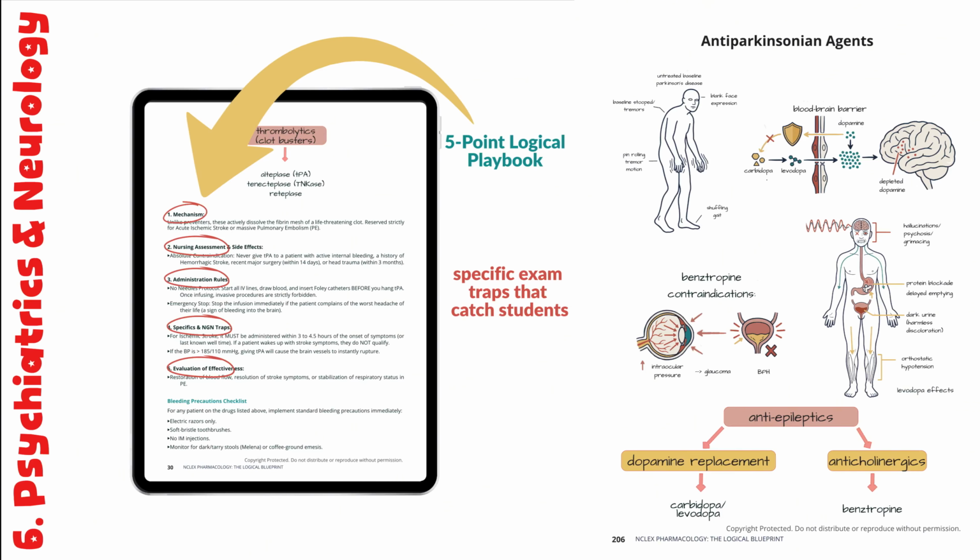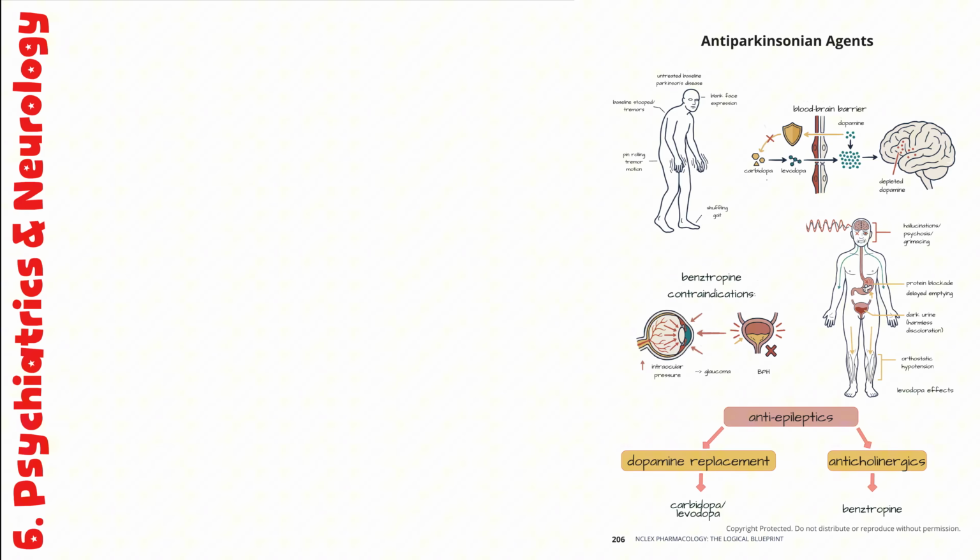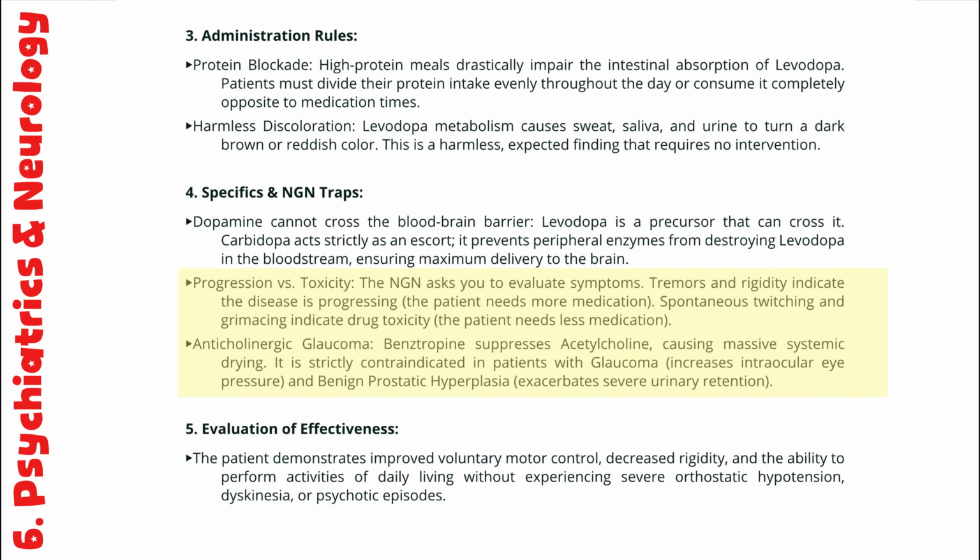Worsening tremor and rigidity means the disease is progressing and needs more drug. Sudden grimacing and twitching means toxicity and needs less drug. And benztropine is contraindicated in glaucoma and BPH. For evaluation: improved motor control, decreased rigidity, and no severe hypotension or dyskinesia.